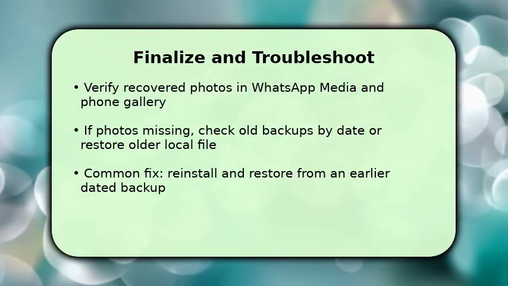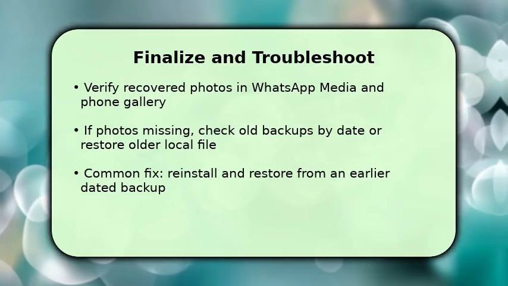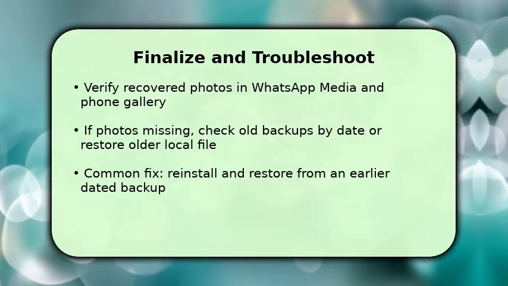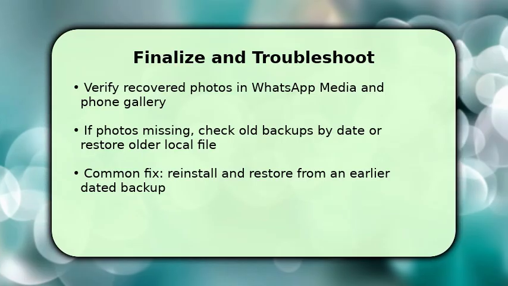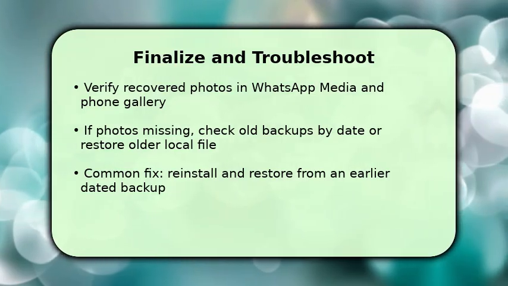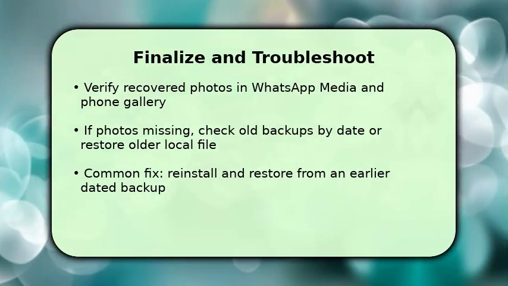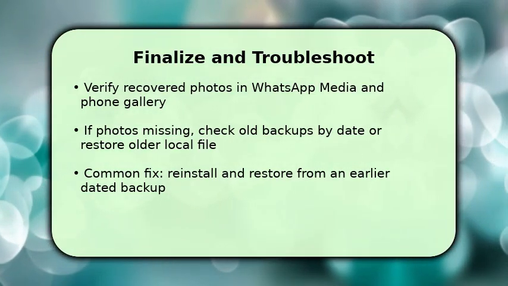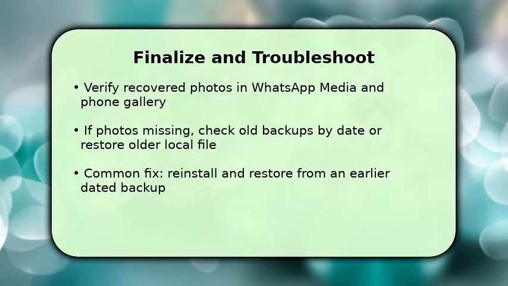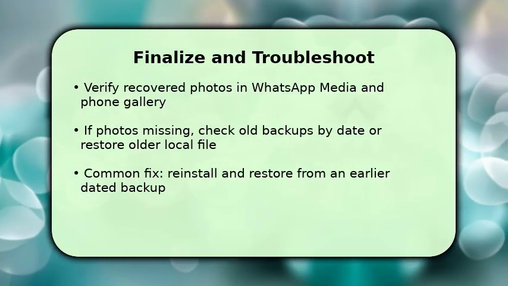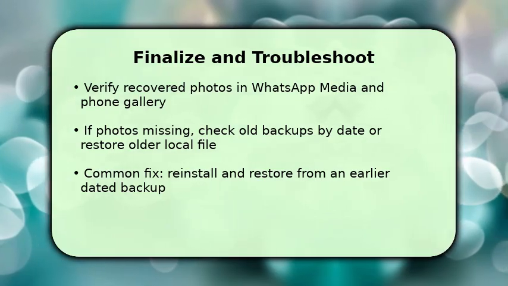If thumbnails appear but full images fail, clear cache and reopen WhatsApp. Once done, reindexing may take minutes as media resyncs. If items remain missing, locate an older backup file by date in /WhatsApp/databases and rename to match the restore pattern, then reinstall and restore. Make sure to back up again after success.